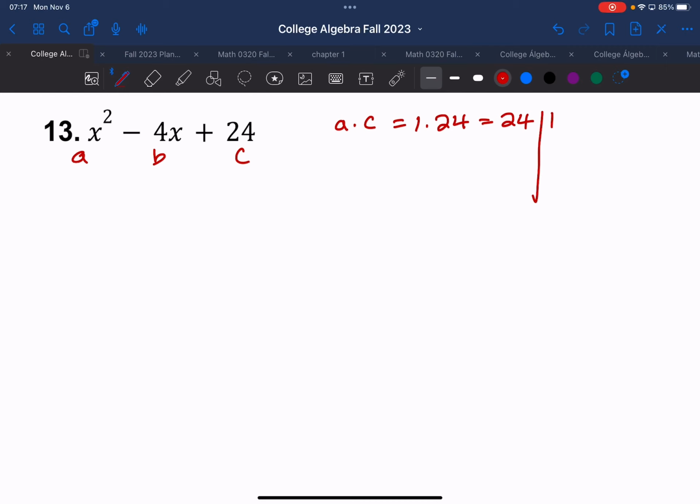And what's our B value? -4. So we need to find two numbers that multiply to 24, but add to -4. So -8 times 3 would give us a -24. So they would have to both be negative in this case. So that wouldn't work. Any other ideas?